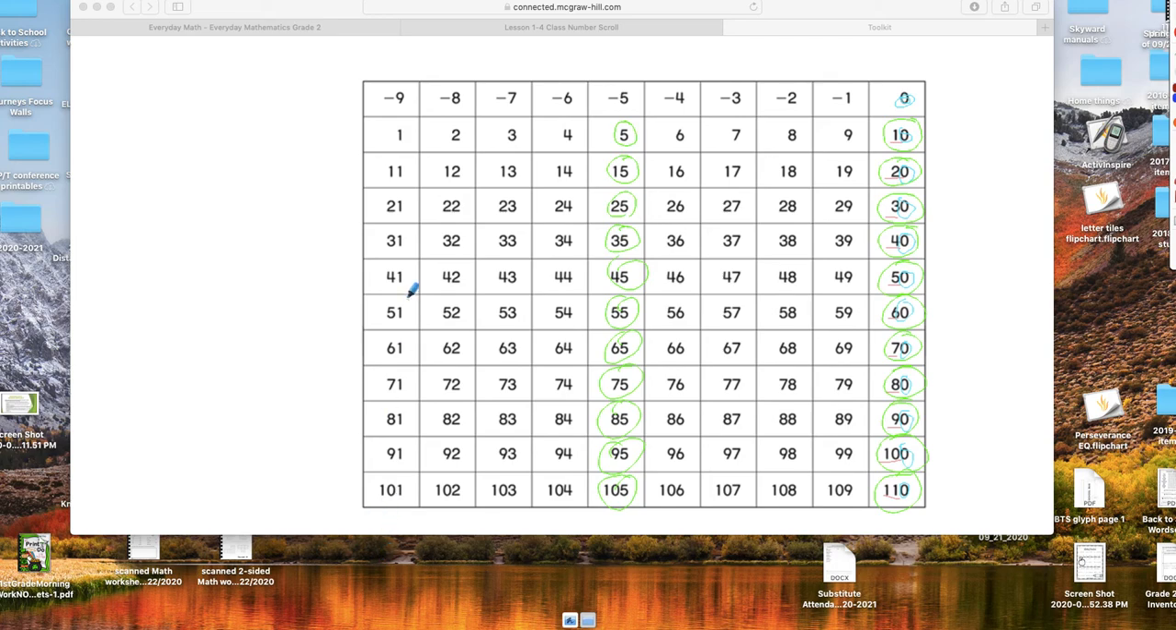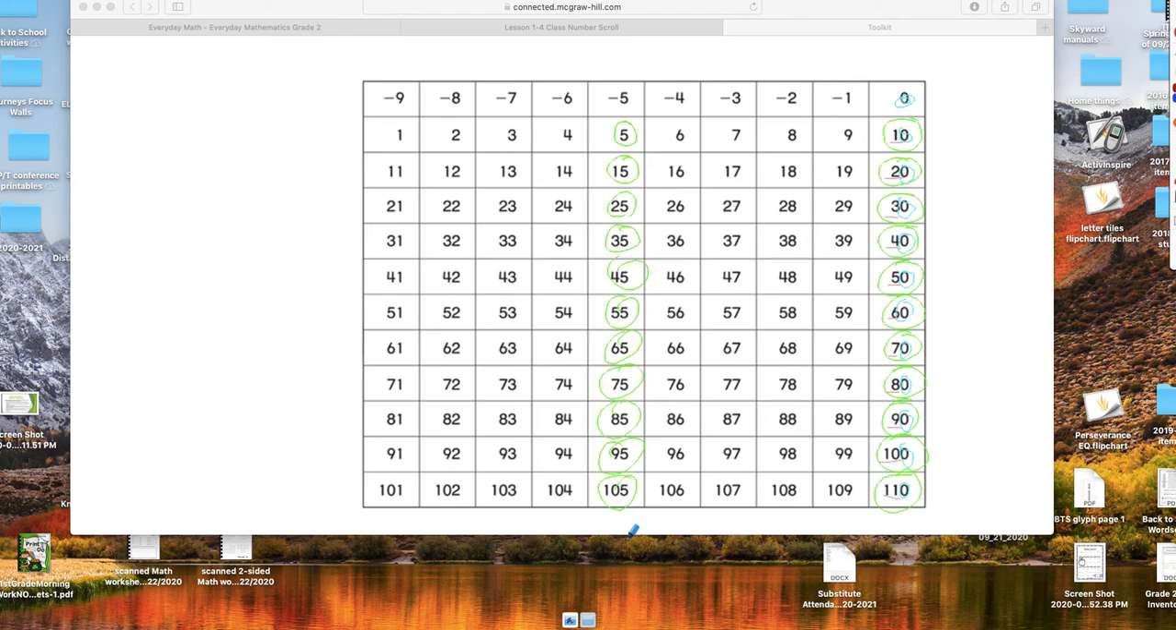Okay? So you'll notice here, all of the columns all have the same number in the tens place. 1, 2, 3, 4, 5, 6, 7, 8, 9, 10. And then we go over here and it does it again. 1, 2, 3, 4, 5, 6, 7, 8, 9, 10, because we're going 10 each time.